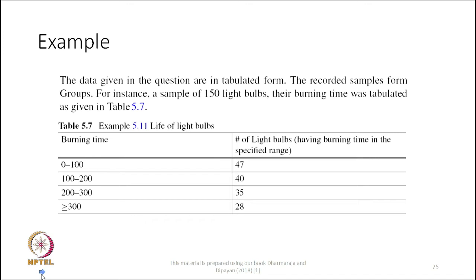That means the 150 light bulb readings are classified or partitioned based on the burning time. That means there are 47 light bulbs, those samples having the burning time between 0 to 100 hours, whatever the units. Similarly, there are 40 samples of light bulbs having the burning time between 100 to 200 hours, like that 35 and 28. If you add all, you will end up with a sample of size 150. So, therefore, n is going to be 150 here.